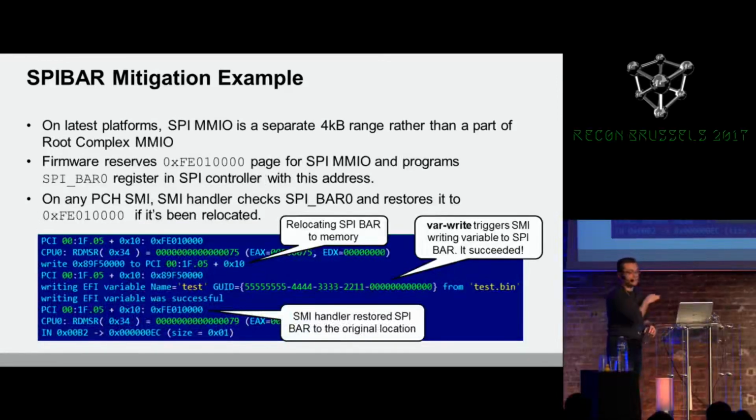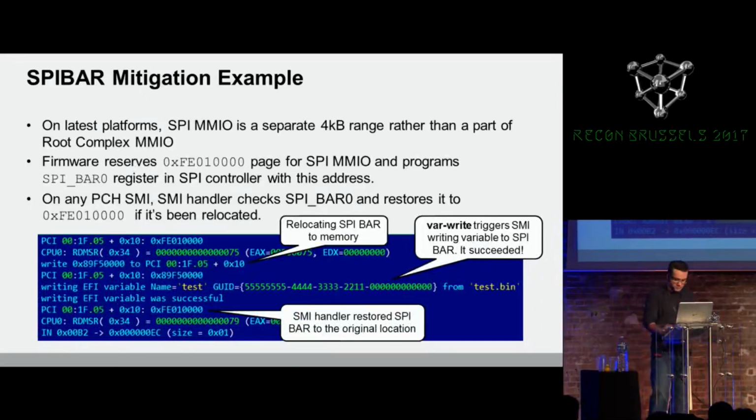First, the attacker relocates this SPI BAR, overlaps it with something else, just regular DRAM memory, then causes the variable write that generates an SMI, and upon exit from the SMI, I'm just checking the value of the SPI BAR, and you can see that it actually changed to its default location.